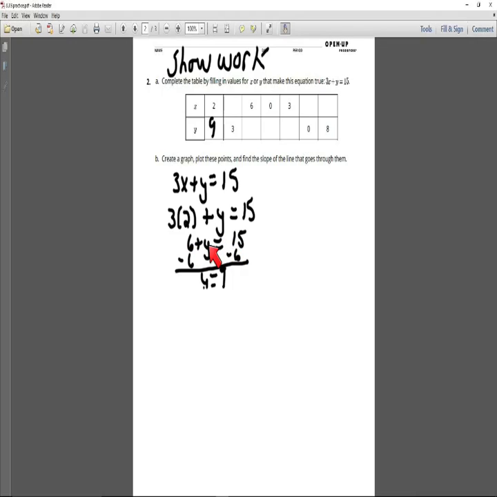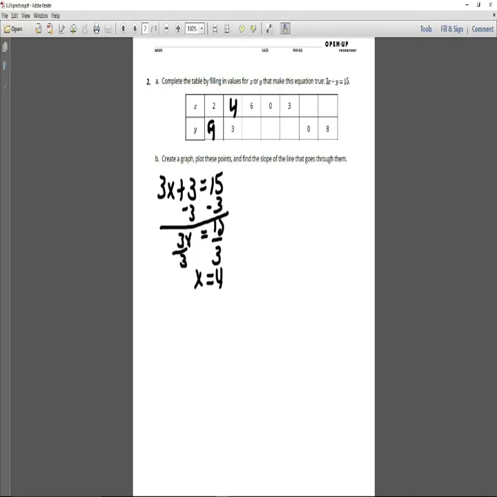Trying to get the y by itself, so I subtract 6 here. I have to do the same thing on both sides to keep the equation balanced. I subtract 6 here, and I'm going to get that y is equal to 9, and I fill that in the table. On the second one, they give me a 3 in the y spot, so I took away the y in the equation and put a 3 there. 3x plus 3 equals 15, because the y is 3.